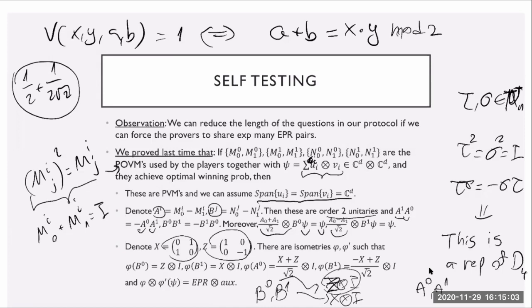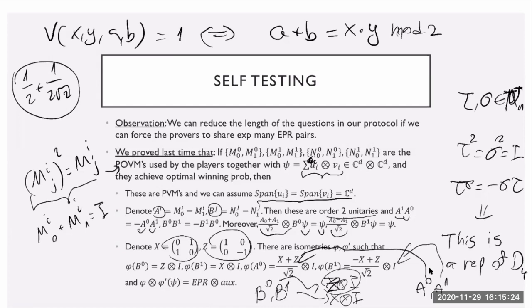So thus B0 is Z tensor I and B1 is X tensor I. And actually we can send A0 and A1 to these two matrices. A0, I send it to X plus Z divided by square root of 2 tensor I, and A1, I can send it to minus X plus Z divided by square root of 2 tensor I.